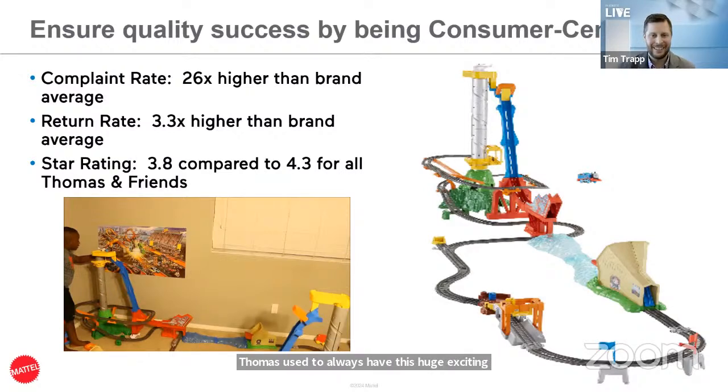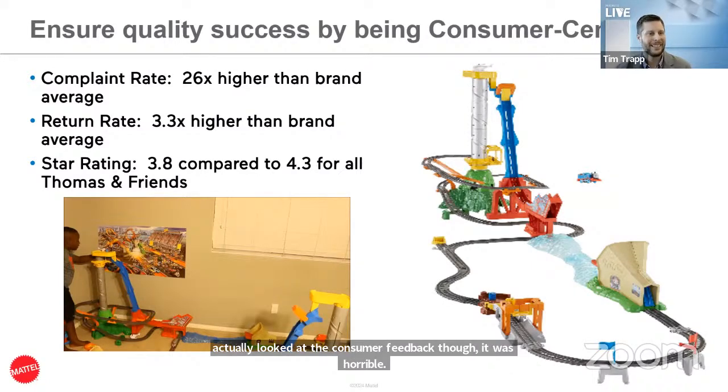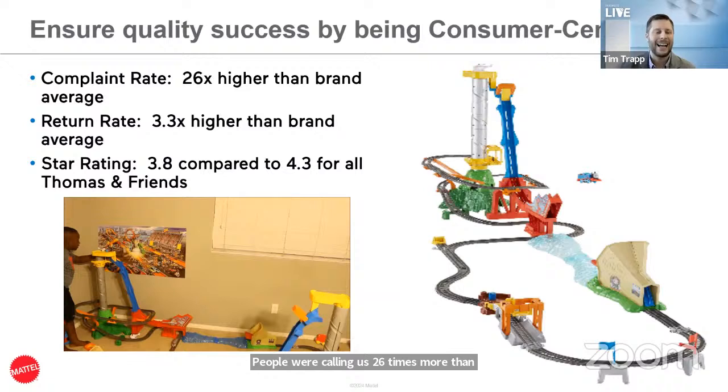This launched Thomas down that ramp across the big gap. When you actually looked at the consumer feedback, though, it was horrible. People were calling us 26 times more than other Thomases. They were returning it at a super high rate to our retailers, so our retailers weren't happy. And at 3.8 stars, that was not great, and it was totally impacting Thomas and Friends' overall brand star rating, which is something that we're monitoring.